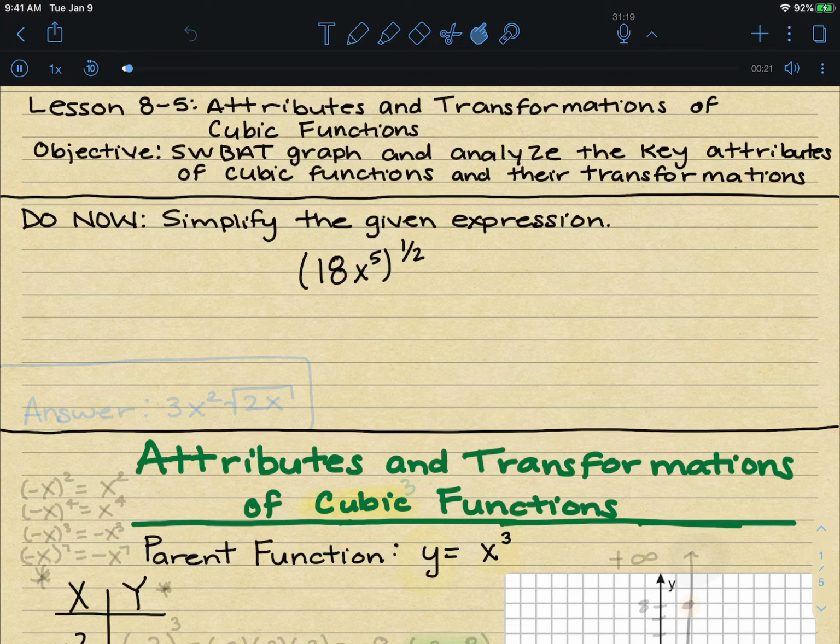We've done it with the parabola function. We've done it with the square root, and the absolute value and whatnot. So this is not our first rodeo. We have also done it with the exponential function. Today we're going to be working with the cubic function.